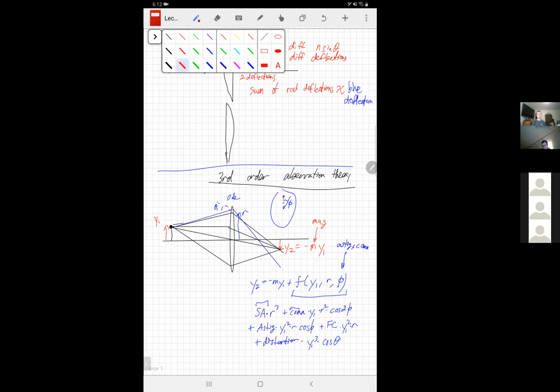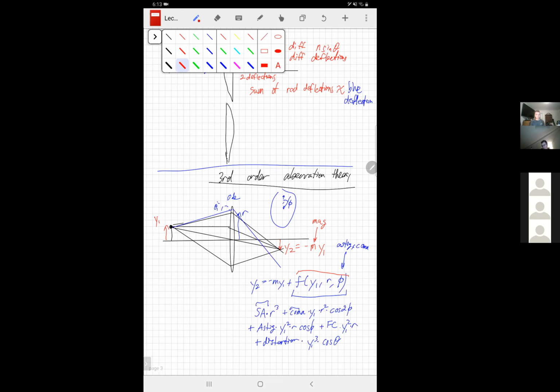Looking at this, if we had a perfect lens, what would F be? Well, this function F, not the focal length, but what would this function F be if we had a perfect lens? Zero. F would be 0. So the fact that it's non-zero means that our lens is imperfect.